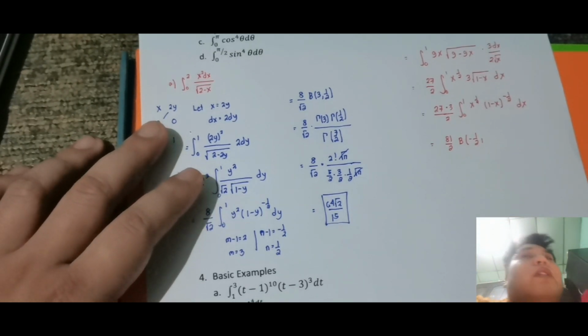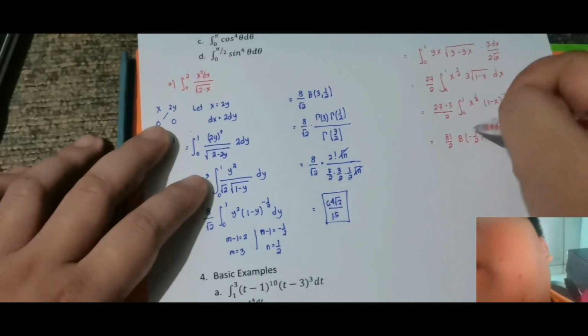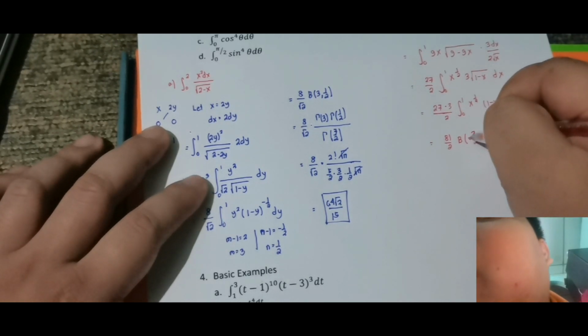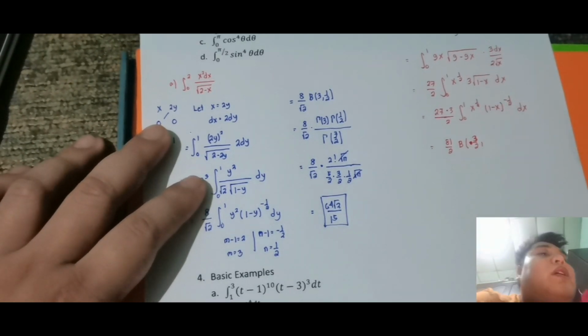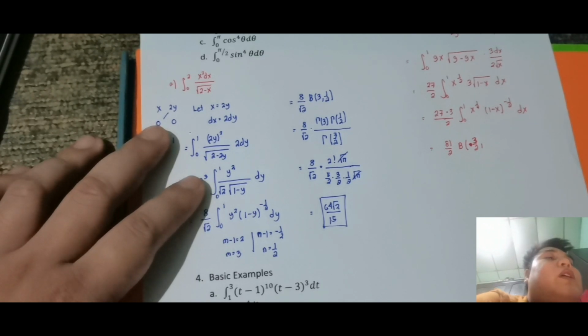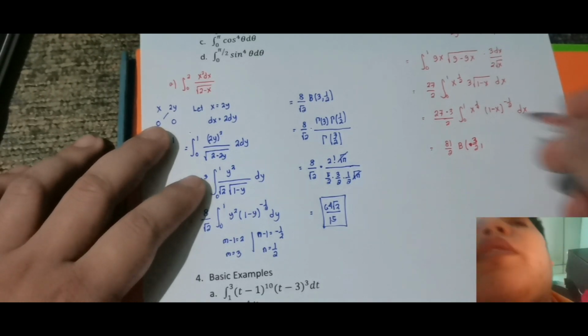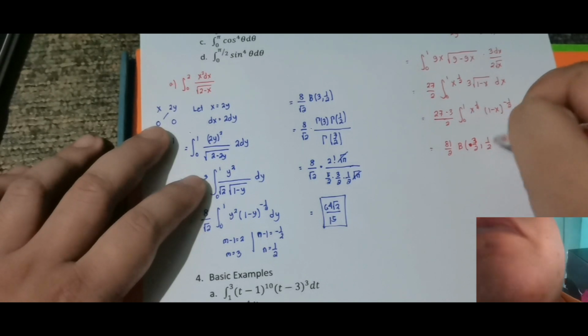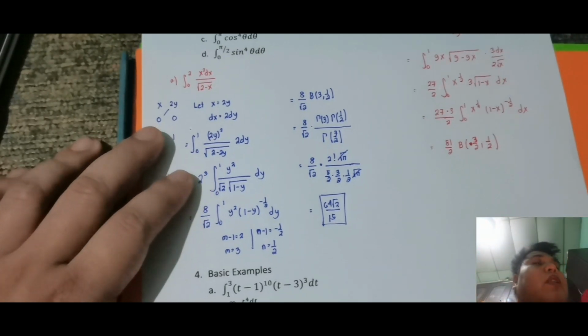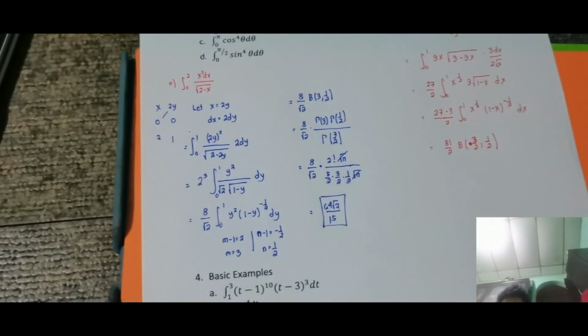Tama ba? Sorry, 3 over 2 rather. So this is 3 over 2. So beta ng 3 over 2, then negative 1/2 siya plus 1/2. So this is comma 1/2. Okay, so ano daw yung beta ng 3/2 comma 1/2?